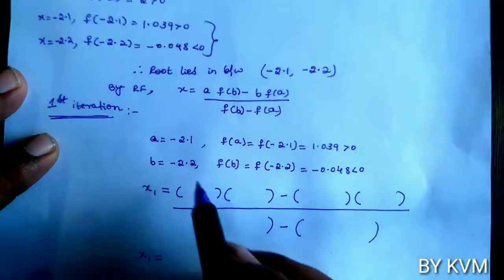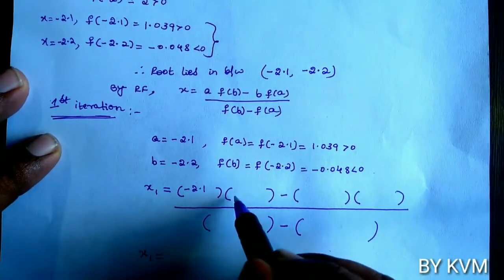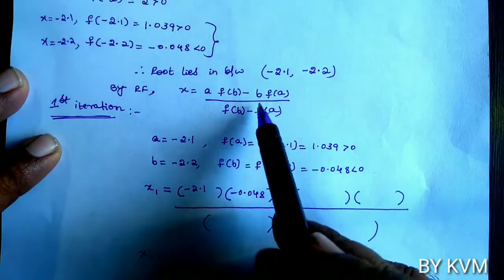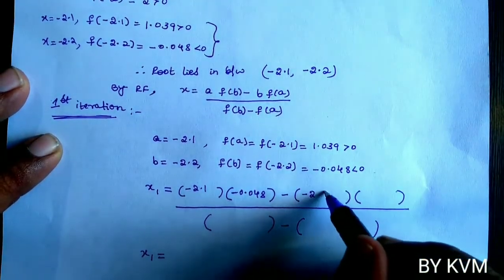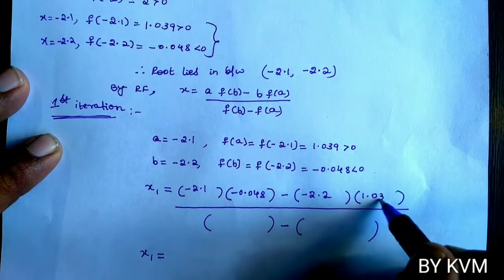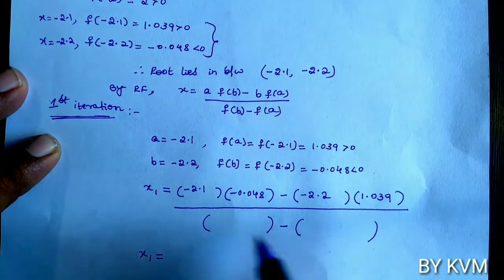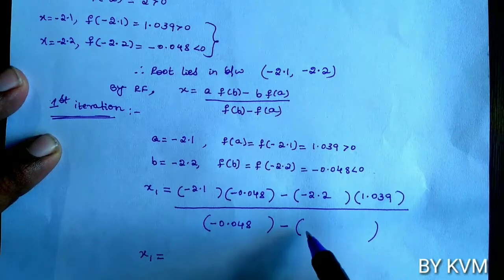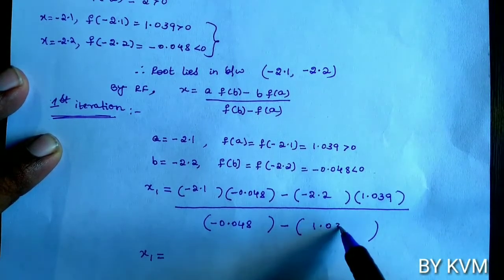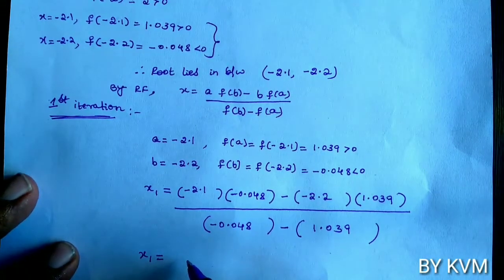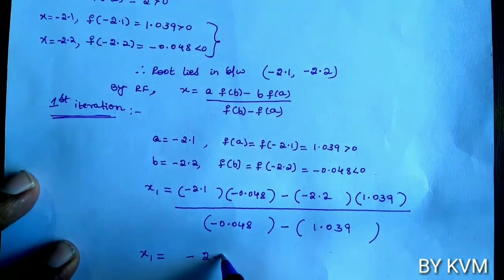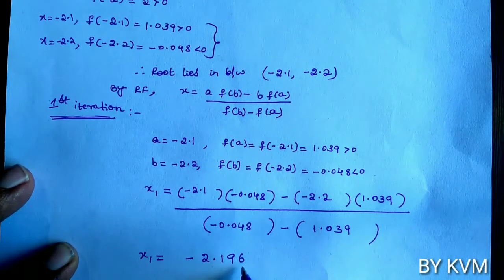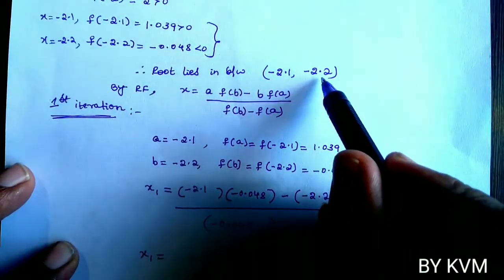Now substitute all these values in the Regula-Falsi formula. So x1 equals a into f of b, a is minus 2.1 into f of b, minus 0.048, minus b into f of a, b is minus 2.2 into f of a, 1.039, divided by f of b minus f of a, that is minus 0.048 minus 1.039. Using the calculator, we get the x1 value as minus 2.196. If you observe, this value minus 2.196 lies in between minus 2.1 and minus 2.2.